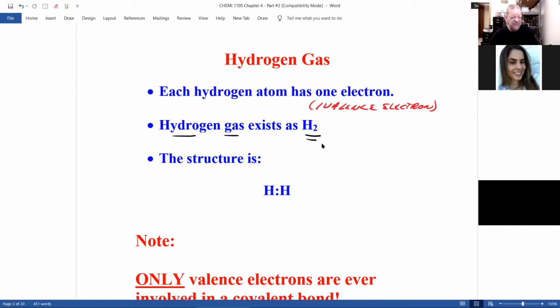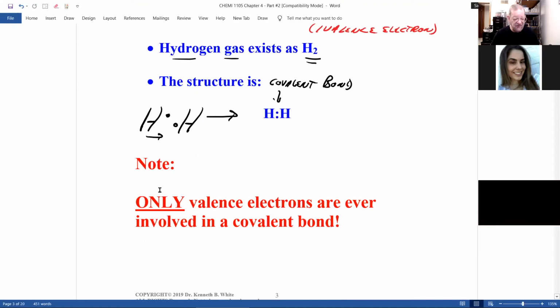But hydrogen was the Lewis structure. Now, each hydrogen has 1 valence electron. And this hydrogen says to that one, hey, I've got an unpaired electron. You've got an unpaired electron. Let's share. And they do. And this is now a covalent bond, a chemical bond. And remember, only valence electrons are used in covalent bonds.